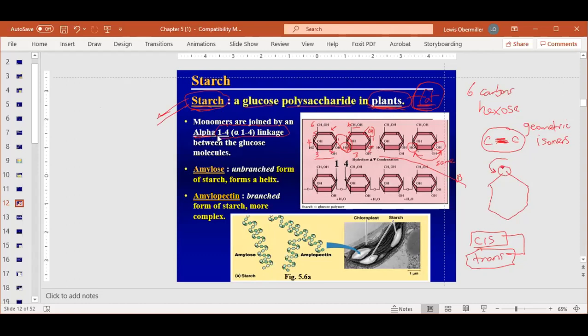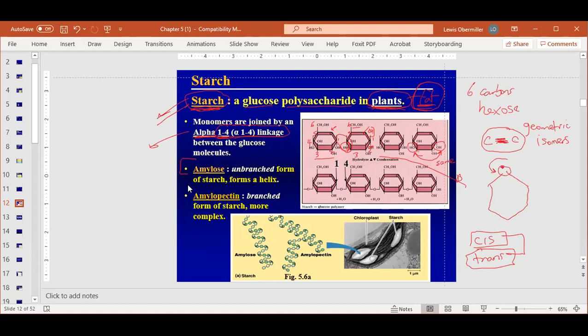This is made by alpha 1,4 linkages. I don't care that you know the structure of this. I'm just trying to explain it to you. But I do care that you know that this is an alpha 1,4. So if I ask you on the test, what's the linkage in starch, you need to be able to tell me that it's an alpha 1,4 linkage. Okay?